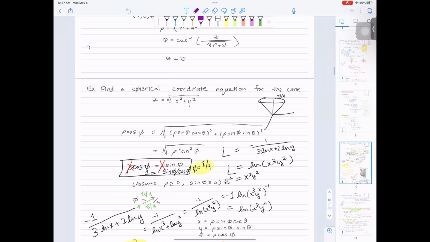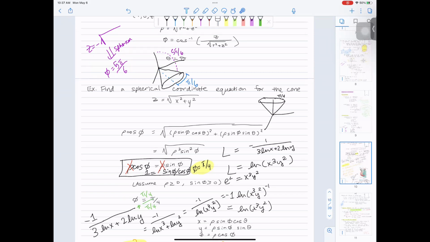If you were given the upside down cone, this also showed up in one of the Friday quizzes. They gave it as z equals negative square root. You can convert to spherical coordinates and you'll get something like phi equals 5 pi over 6, for example. That means it's still a cone with half opening pi over 6. How do I know that? 5 pi over 6 is the angle that it makes with the positive z-axis. So half of my cone opening is pi over 6.